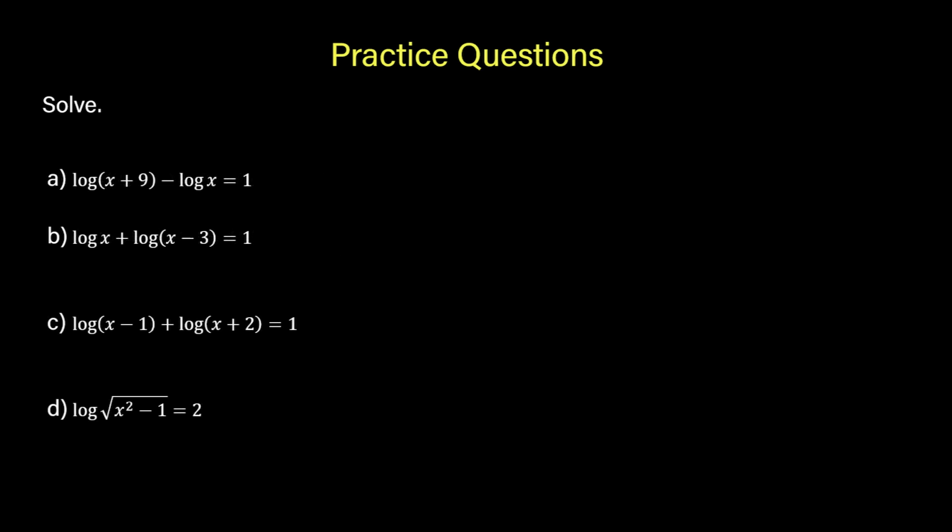Solve. A. Log of x plus 9, minus log of x, equals 1. B. Log of x, plus log of x minus 3, equals 1. C. Log of x minus 1, plus log of x plus 2, equals 1. D. Log of the square root of x squared minus 1, equals 2.